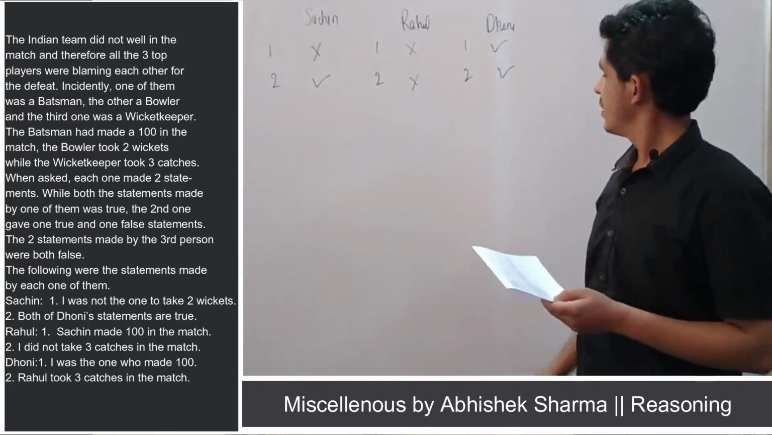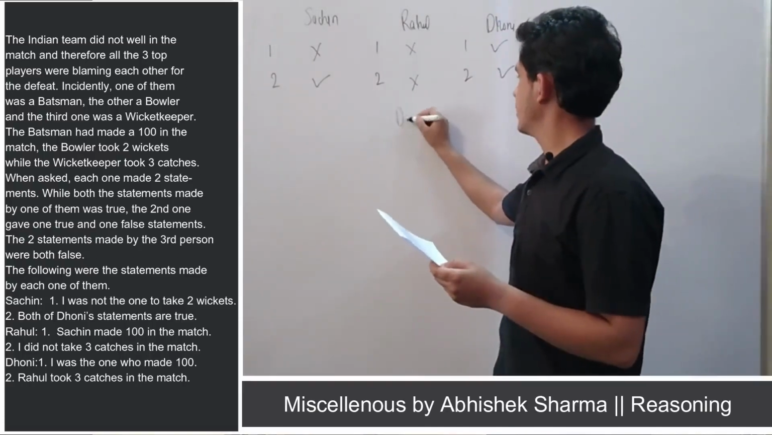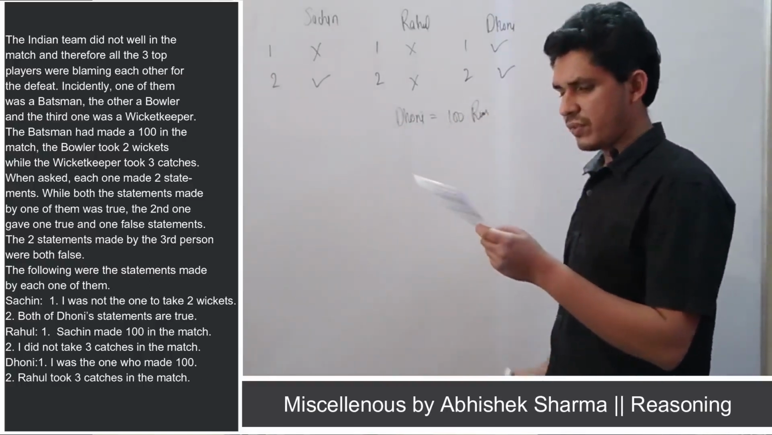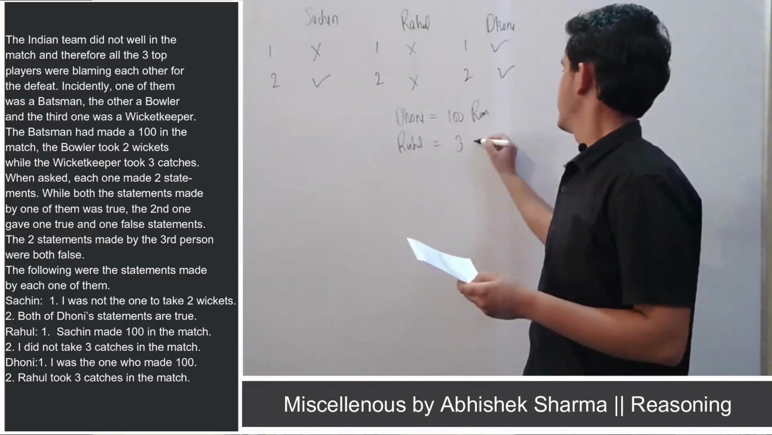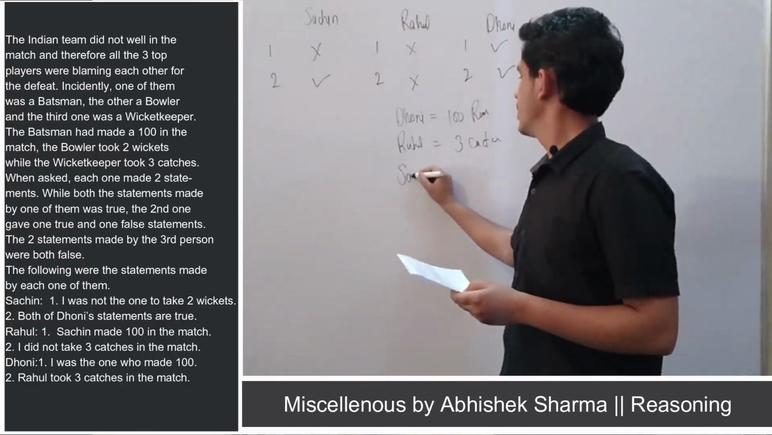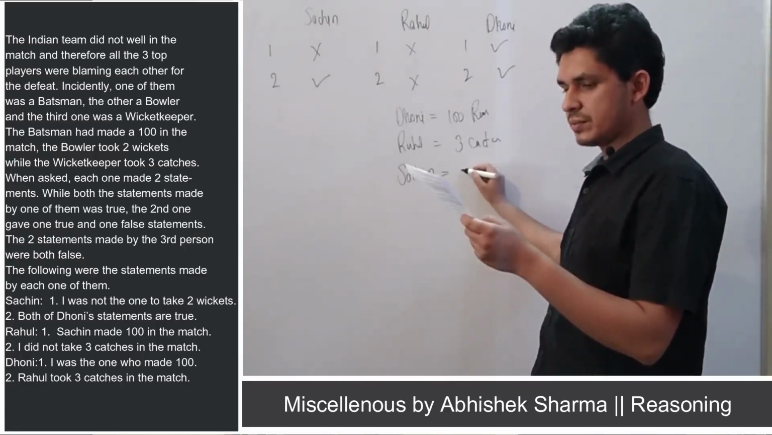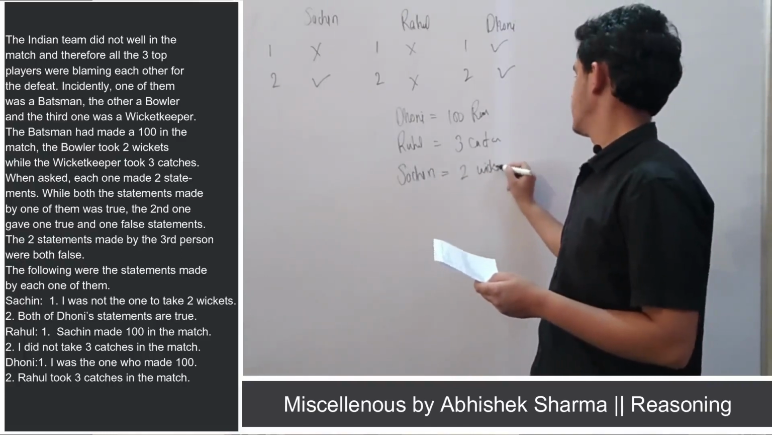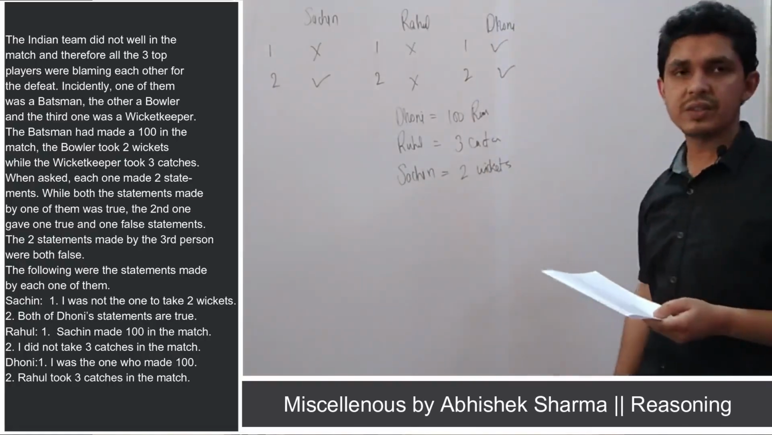So in this case, what is the ordering? Dhoni is making 100 runs. Thereafter, Rahul is taking 3 catches, and Sachin is taking 2 wickets. Right? So if we make the order like this, the order is this, right?